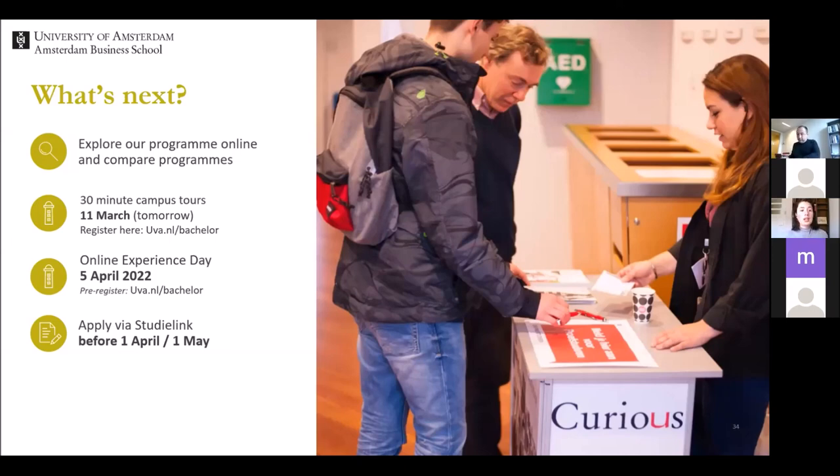If you are in the Netherlands now, you have the option to go on the campus tours to get an idea of where you're going to study. This is already tomorrow, so if you're in the Netherlands, please register for it. Go there so you can see our beautiful campus.